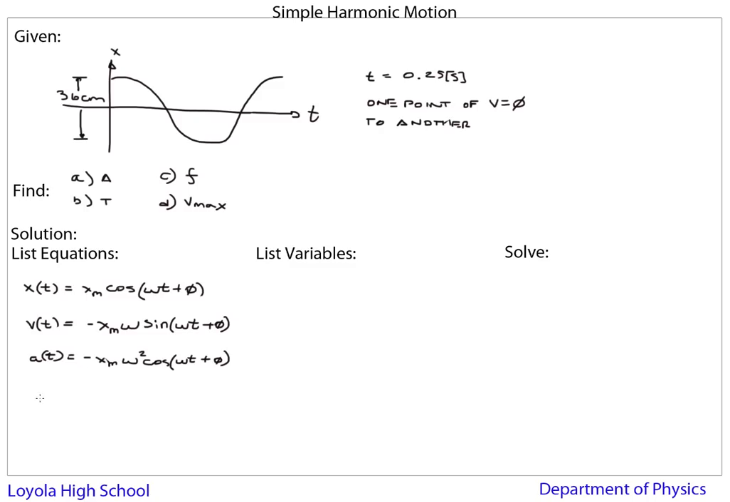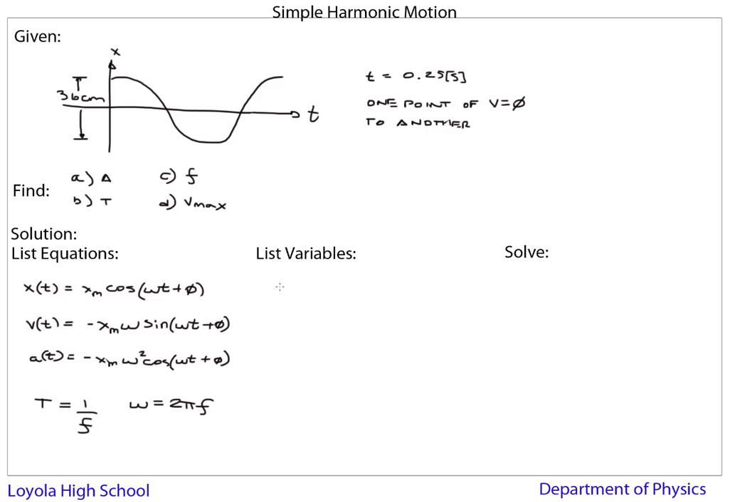And then a couple other equations: period equals 1 over the frequency, and also the angular frequency is equal to 2 pi f. There are a couple other equations that relate the frequency and the period to the spring constant for a mass on a spring, and length of a pendulum and so forth, but I'm going to stick with these right now unless we have a specific type of problem with those.